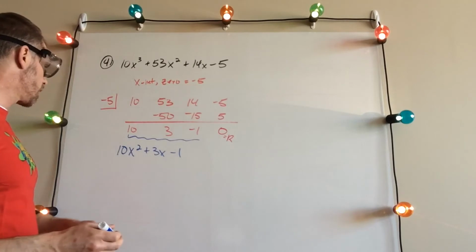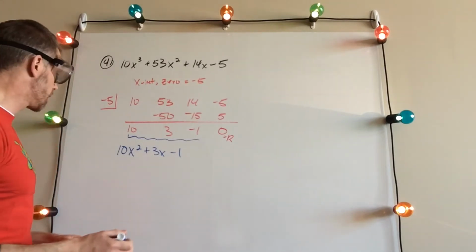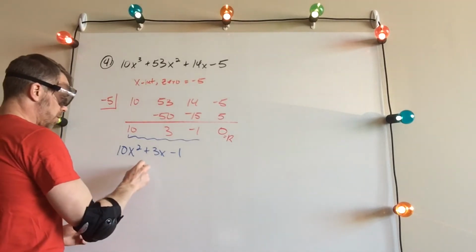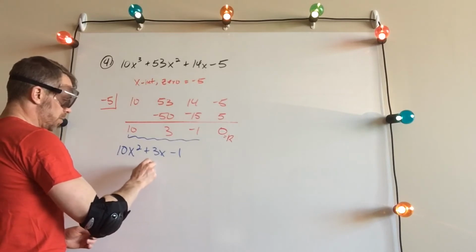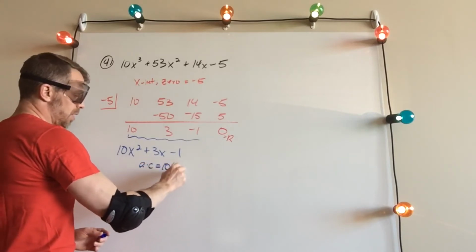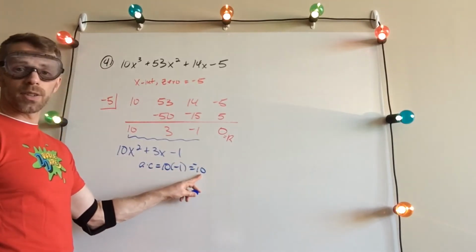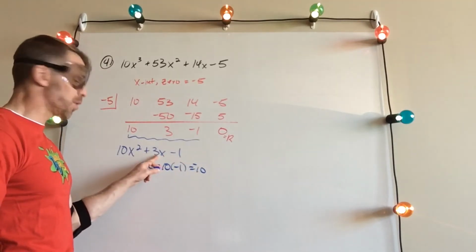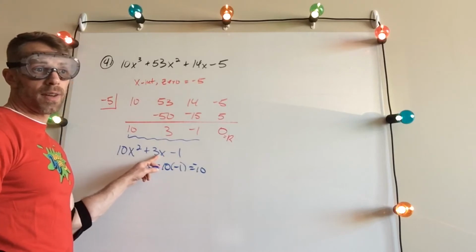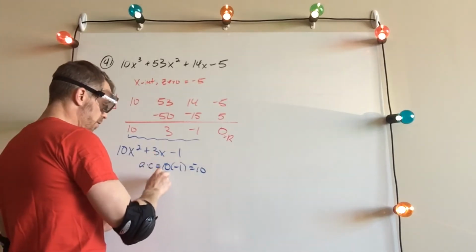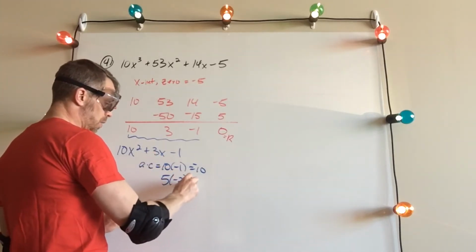Are there factors of -10 that add to +3? So we're going back to our a times c. 10 times -1 equals -10. Are there factors of -10 that add to +3? I believe there are. 5 and 2, if we make the 5 positive and the 2 negative.